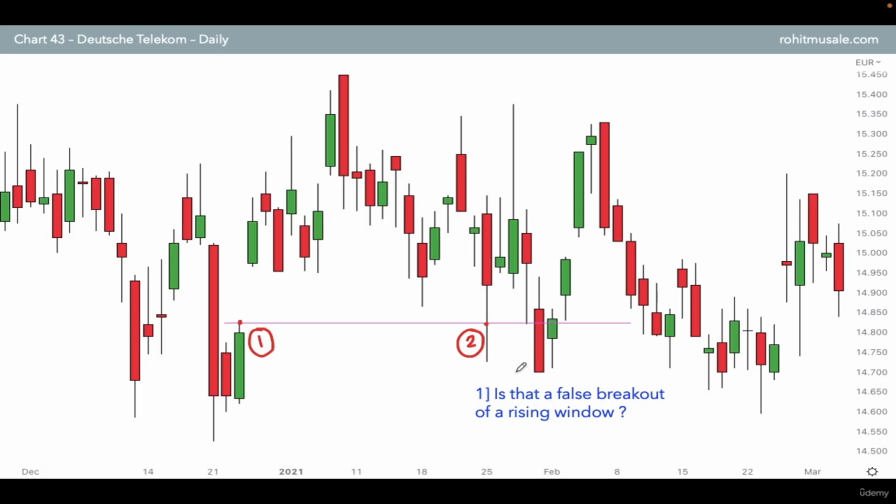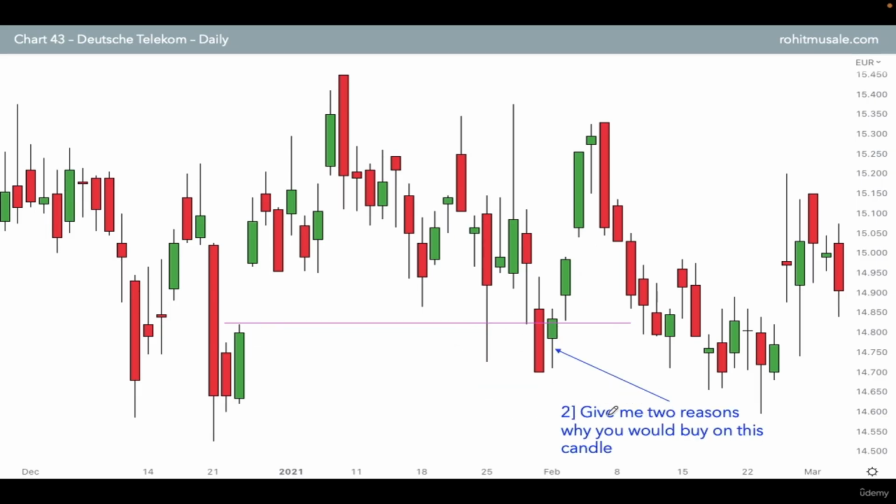Third is the break of that support line on this red candle. So that's step number 3. And 4th is a close back above that pink line. So this candle completes step number 4, after which price went up. See, if you would have bought on that candle, you are making money there. So that's a false breakout.